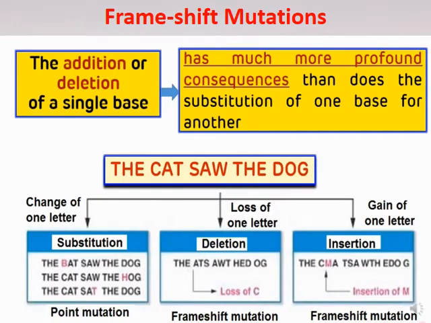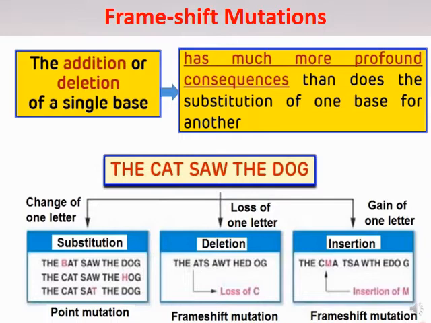Frame shifting mutations, the addition or even the deletion of a single base, have many more profound consequences than does a substitution. Let's take this example, which shows the effect of frame shifting mutations. Changing one letter in this sentence, "the cat saw the dog", gives "the bat saw the dog", which still has a similar meaning. Or "the cat saw the hug", the D is substituted by H. Or "the cat sat the dog", so T instead of W. So this would have the same meaning.